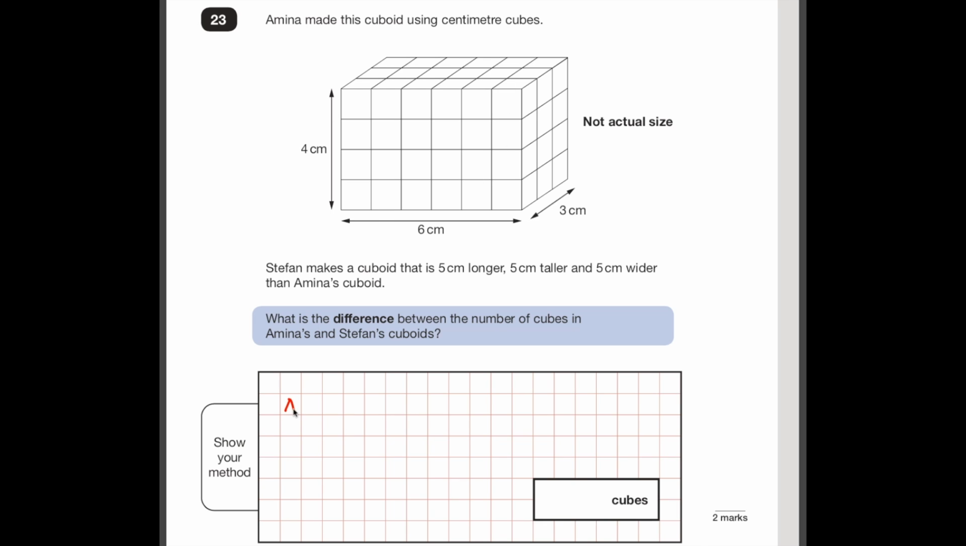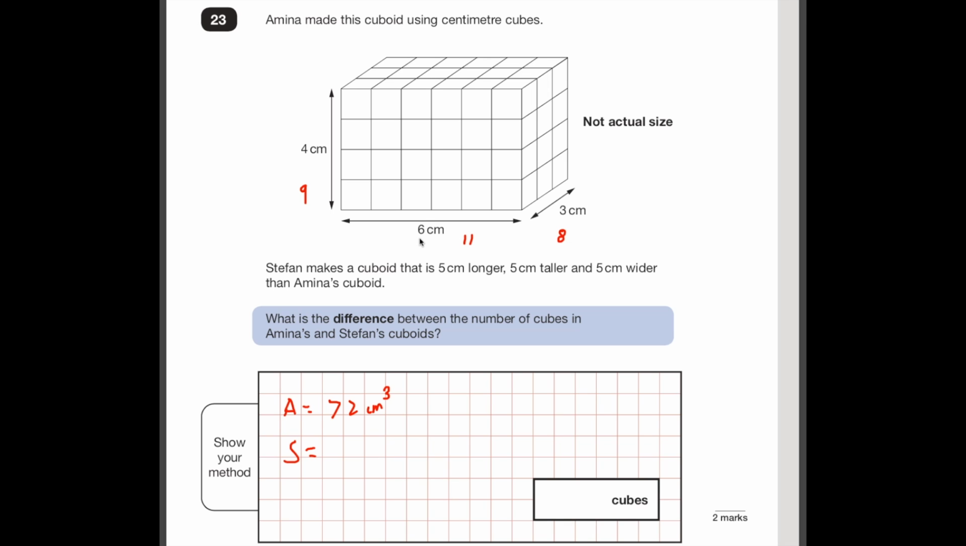So let's make a note of the volume of Amina's cuboid. I'm just going to put A. A's cuboid equals 4 times 6, which is 24. 24 times 3 is 72. So hers is 72 centimetres cubed. That's what we need to remember for volume. Now Stefan's is going to be a bit bigger. So Stefan's is the same numbers but with 5 added each time. So that would mean Stefan's height would be 9, the width would be 6 plus 5, which is 11, and the length would be 3 plus 5, which is 8. So that is the length, the height, and the width of Stefan's cuboid.